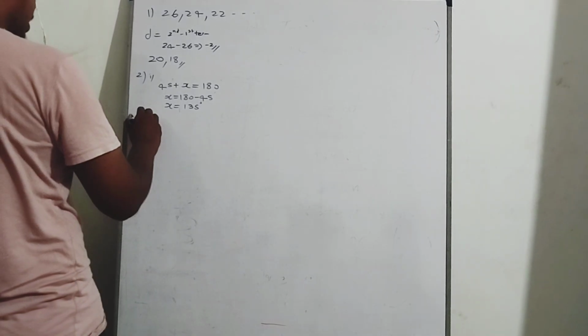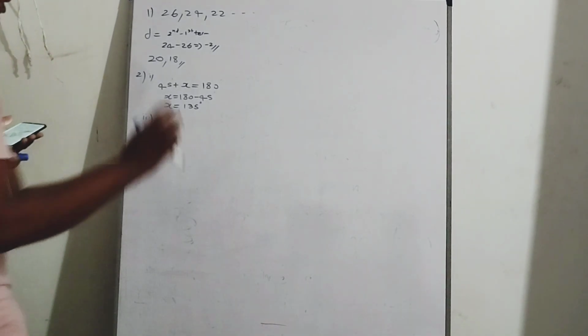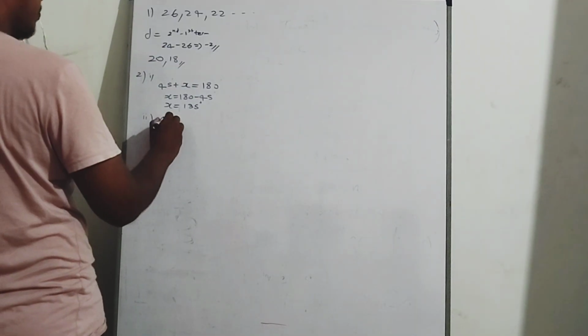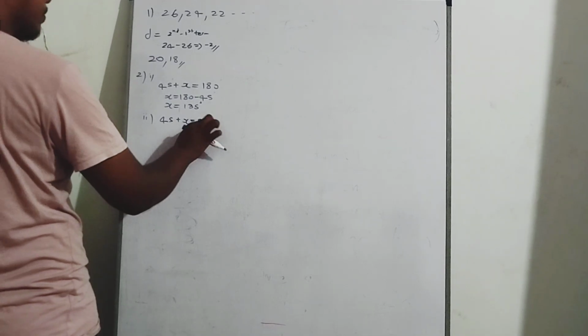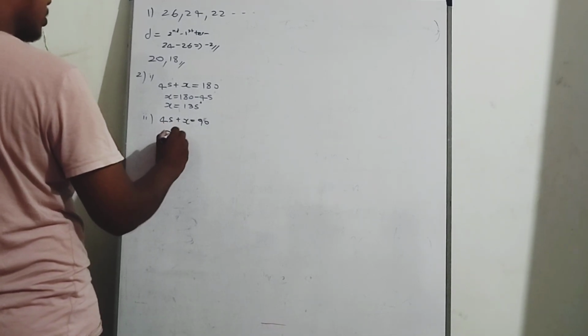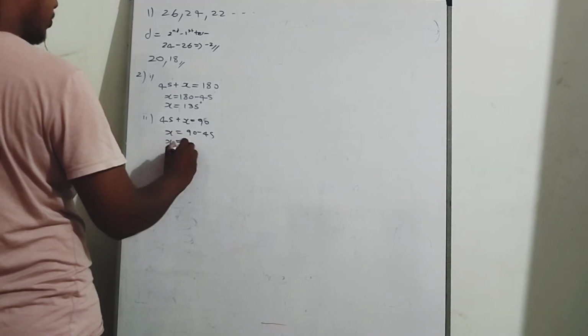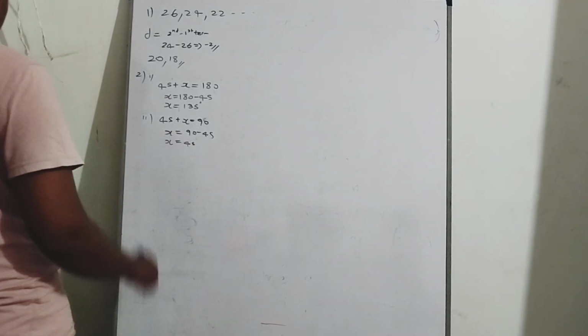Roman number 2, find the complement. Now in a complement, students, it sums up to 90 degrees. So it's 45 plus x is equal to 90. So subtract 45. If you subtract 45 from 90, you'll get the answer x equals 45 degrees. Okay, so let's go to question number 3.